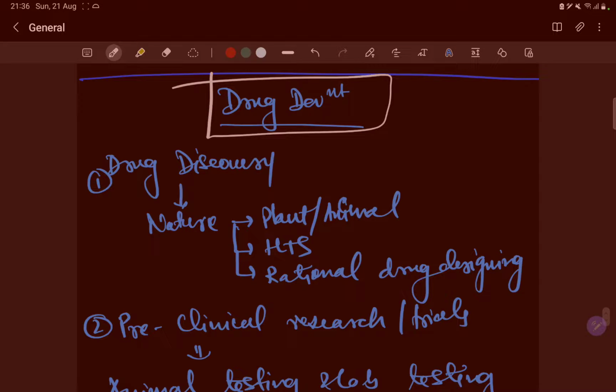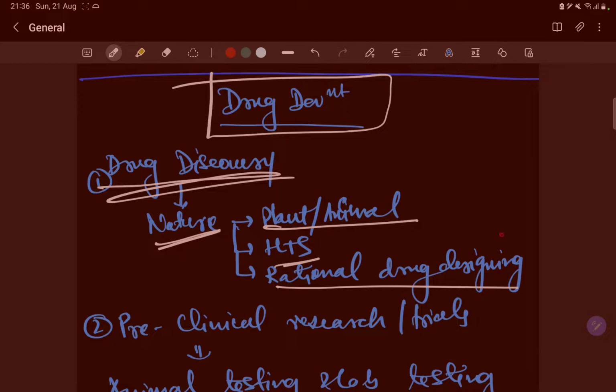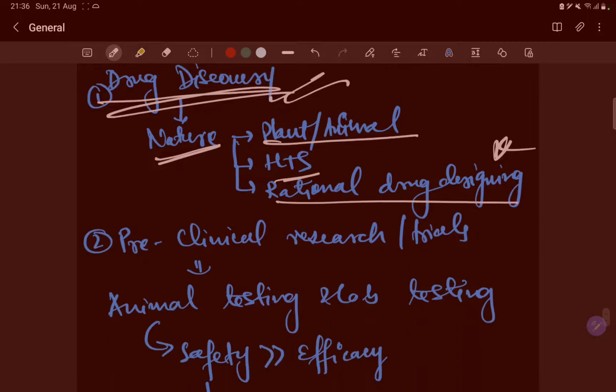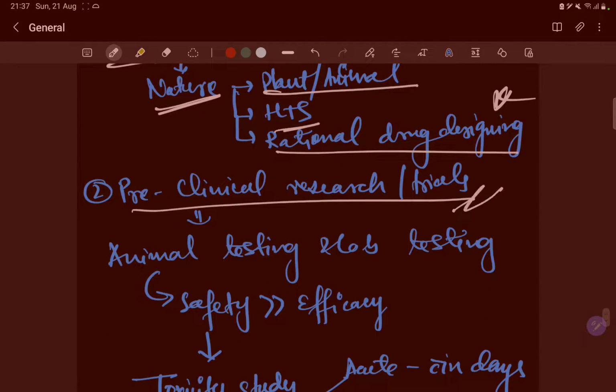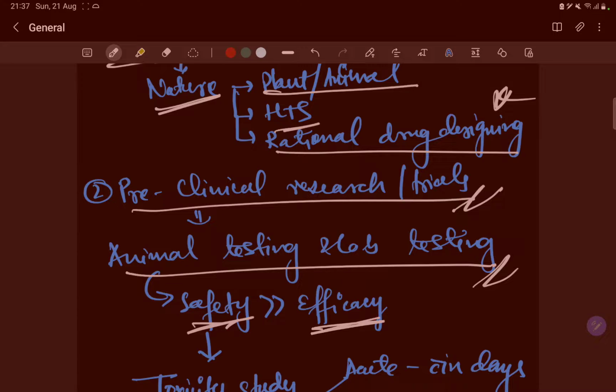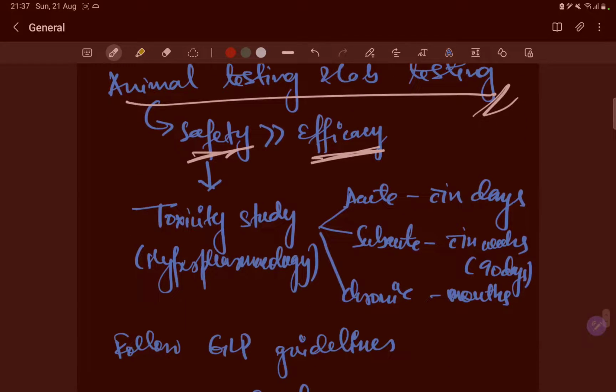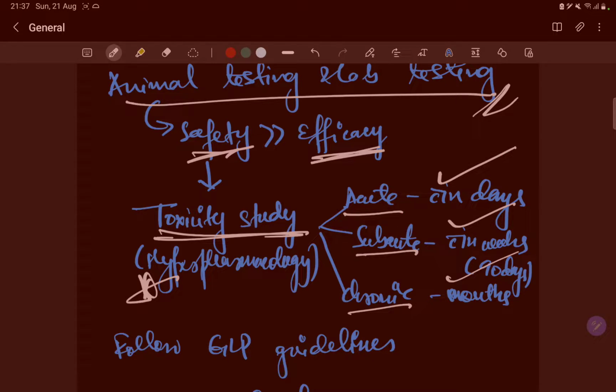Forget about that. ड्रग डेवलपमेंट प्रोसेस, ड्रग डिस्कवरी होता है नेचर से, प्लांट एनिमल या फिर हाई थ्रूपुट स्क्रीनिंग से, या फिर रैशनल ड्रग डिज़ाइनिंग हम लोग करते हैं, वहाँ से ड्रग डिस्कवरी हुआ. Now the preclinical research trials will be there, animal testing and lab testing will be there, safety will be evaluated, then efficacy will be evaluated. In the toxicity study, in the hyperpharmacology, acute, subacute and chronic will be there within days, weeks and months.